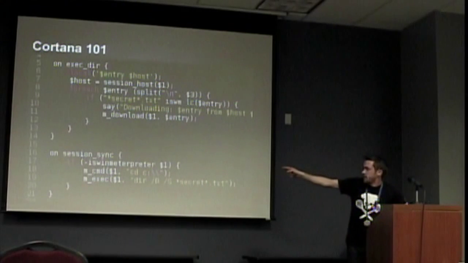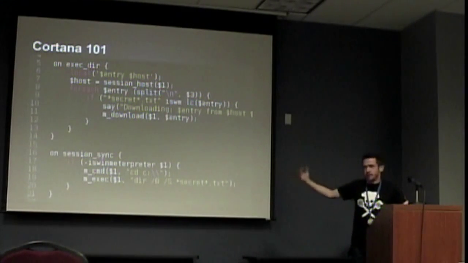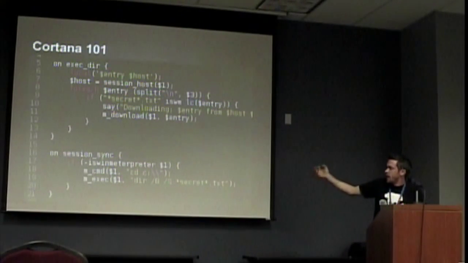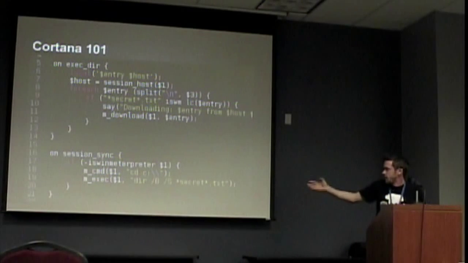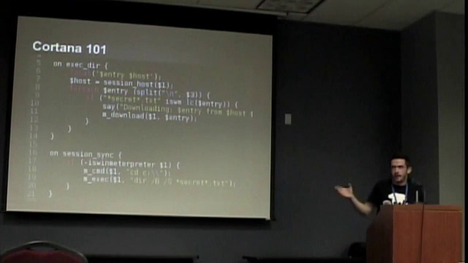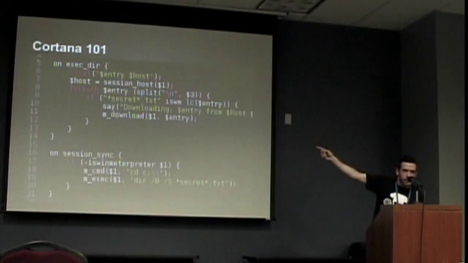We have this on-session sync, so every time a session comes in, you check: is it a Windows interpreter session or not? If it is, that runs m command, which runs just like a shell command on the box. It changes the directory to the C drive and executes an interpreter command that does a recursive directory listing. So basically, this script is a simple example, not that great, it's like a secret file finder.